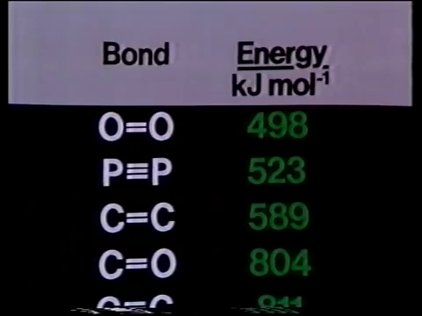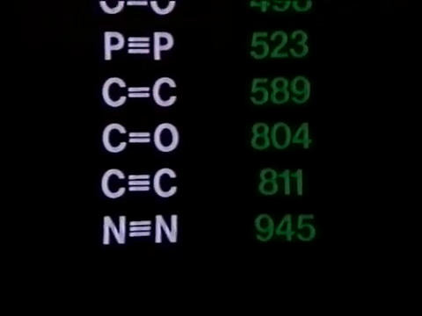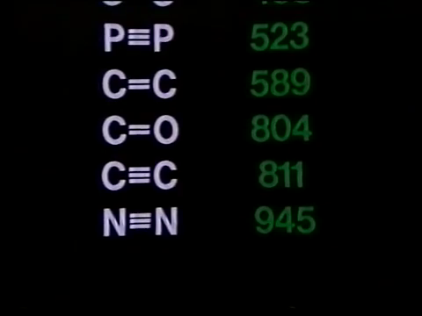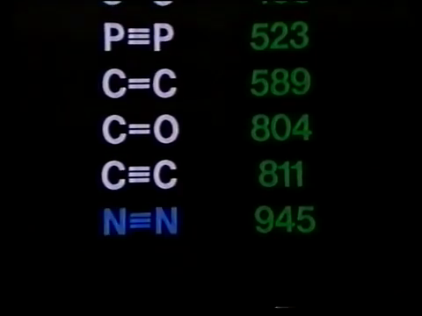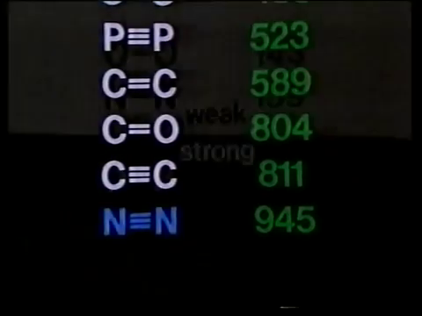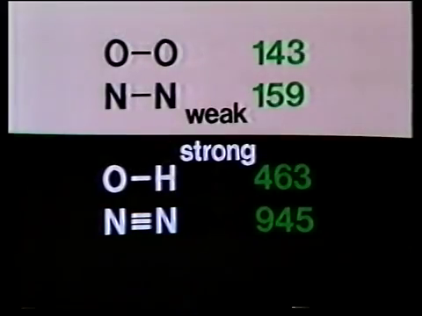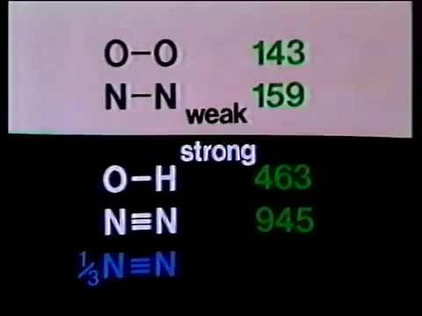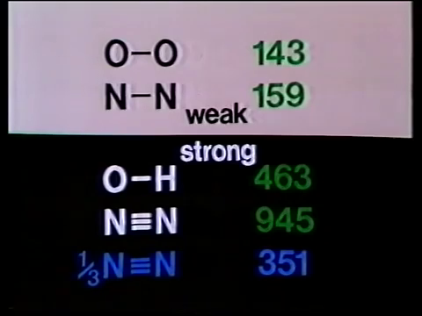Now here's a similar table for double and triple bonds. In general, they are stronger than single bonds, and you can see that the NN triple bond is the strongest of the lot. So, OO and NN single bonds are weak. OH single bonds and NN triple bonds are strong. Even if we divide the NN triple bond energy by 3, we still get a value that's much bigger than the bond energy for the NN single bond.